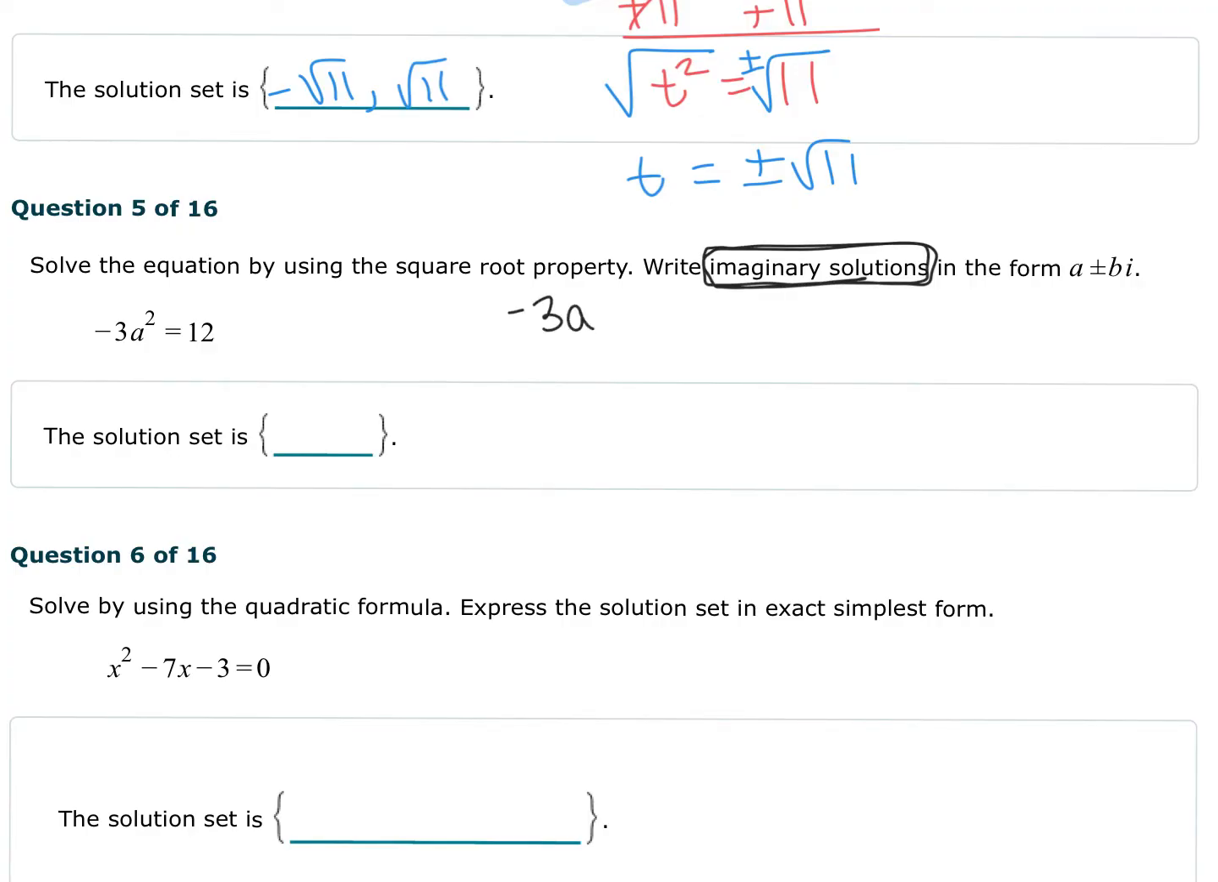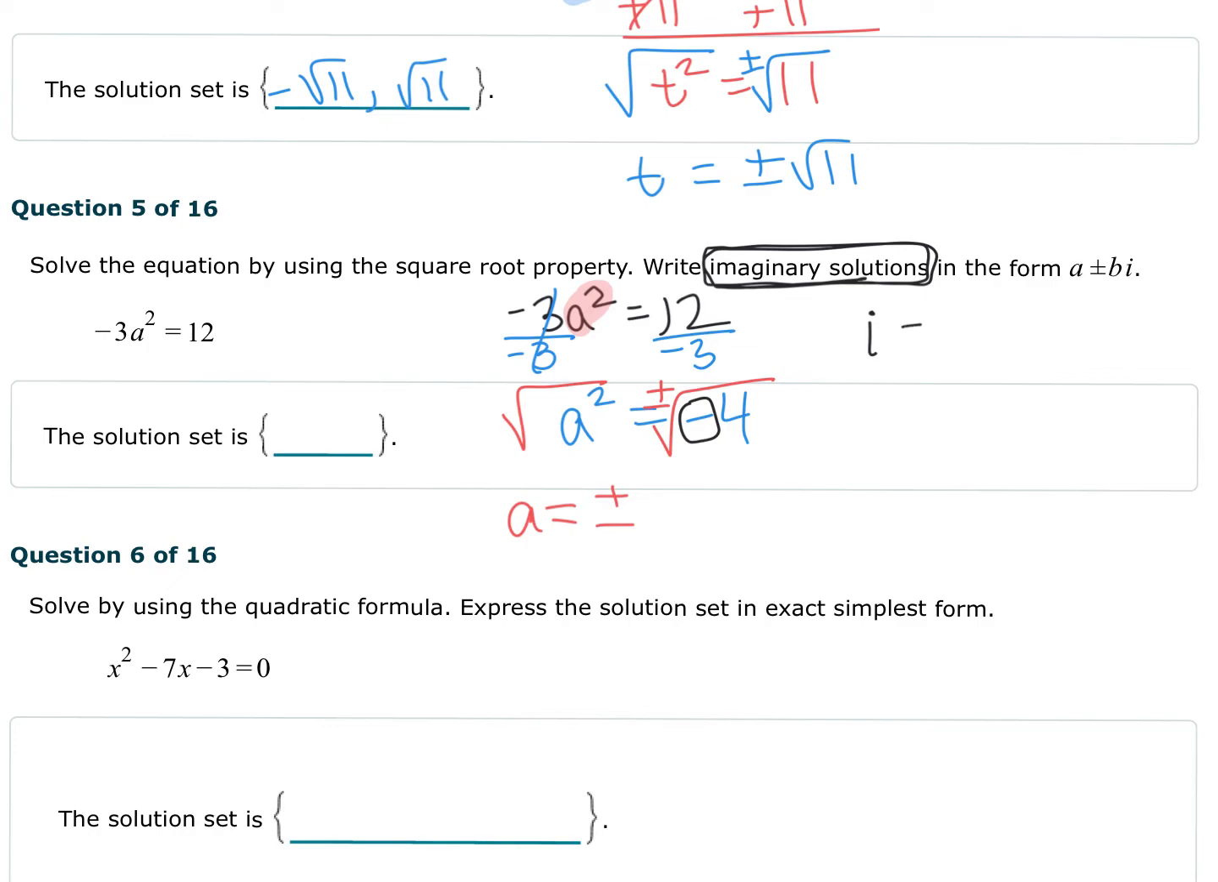So I have negative 3a squared is equal to 12. I always want to isolate the a squared part first. Okay, so in order to do that, I need to get rid of the negative 3. And since it's negative 3 times a squared, it makes sense that I'm going to want to divide both sides by negative 3 first. And so then I have a squared equals negative 4. And then I can go ahead and take the square root of both sides. I don't forget the plus or minus, of course. And so I have a equals plus or minus, and remember that i is equal to the square root of negative 1. So the square root of negative 4 is really i square root of 4, but the square root of 4 is 2, so it will become 2i.